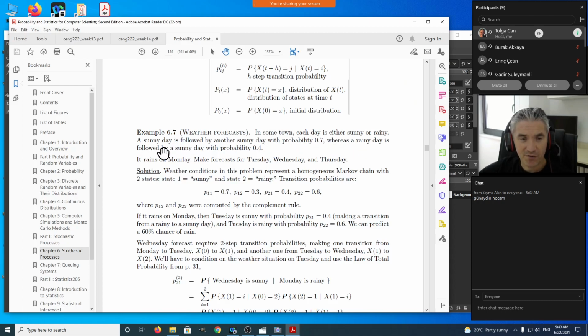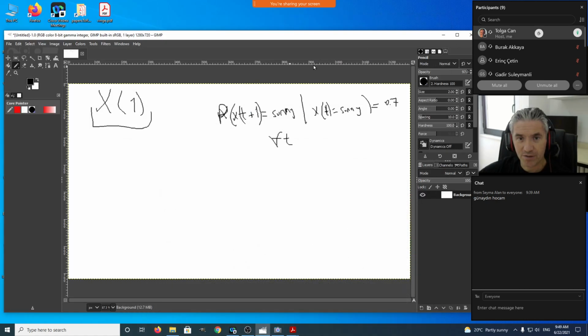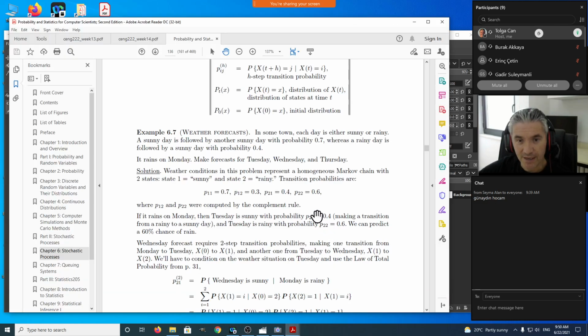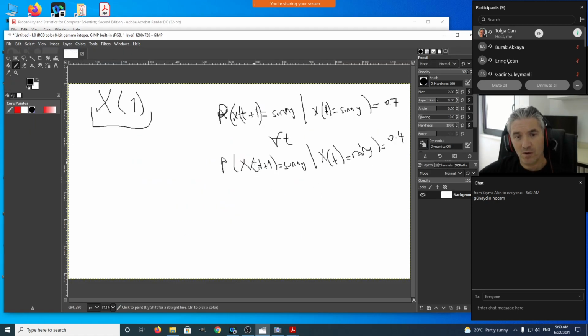A rainy day is followed by a sunny day with probability 0.4. Okay, now a rainy day is followed by a sunny day. So given that today is rainy, the probability that X_{t+1} is equal to sunny, given that today is rainy. Right? Was this the information that was given to us? Given that today is rainy, so this should be equality. Let me just correct that. X_t is equal to rainy like this. Let's take a look at the book again. A rainy day followed by a sunny day with 0.4. Okay, so again for all t. These are the only transition probabilities that are given to us.